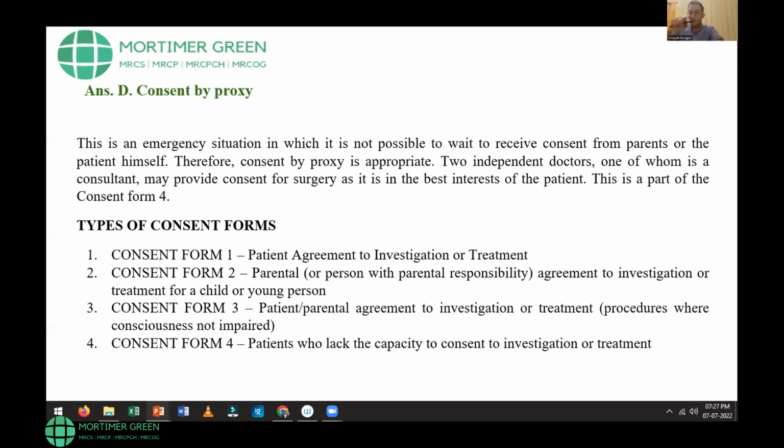And if the child is not competent, and if the procedure is life-saving, we can go ahead using the Children's Act. There's something called the Children's Act, and the Children's Act determines that the surgeon or the physician can take a decision on behalf of the child if the parent is deemed incompetent. So yes, there's another doubt. Consent form 1 and 3 differ only in loss of consciousness during procedure. Yes, there is no other difference.